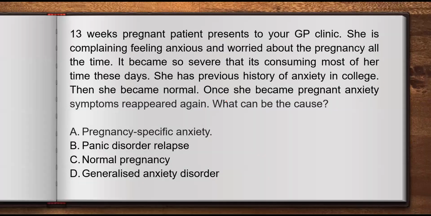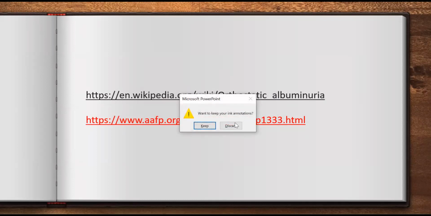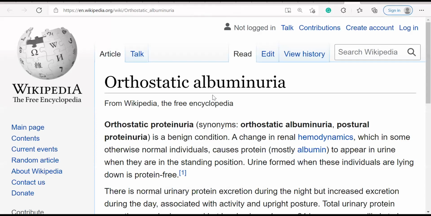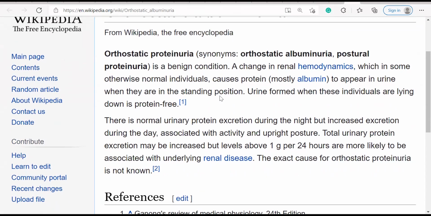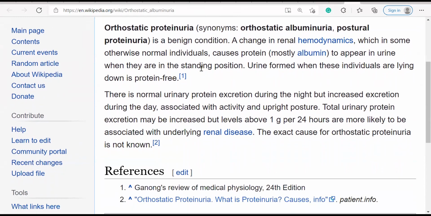Let's have a look. Lots of guidelines are given in here. Please go through that in your own time. Let's have a look first at Wikipedia. What is orthostatic albuminuria, or what is orthostatic proteinuria? It's a benign condition, occurs due to change in renal hemodynamics, usually occurs in normal individuals, causing protein, mostly albumin, to appear in urine when they are in a standing position.